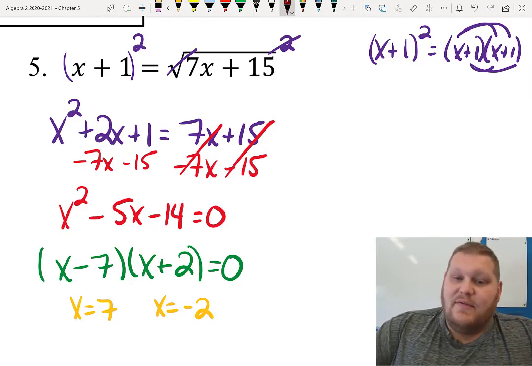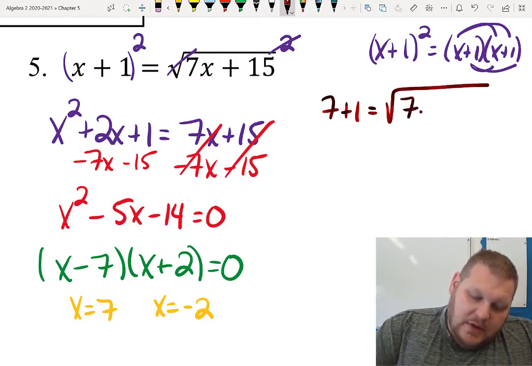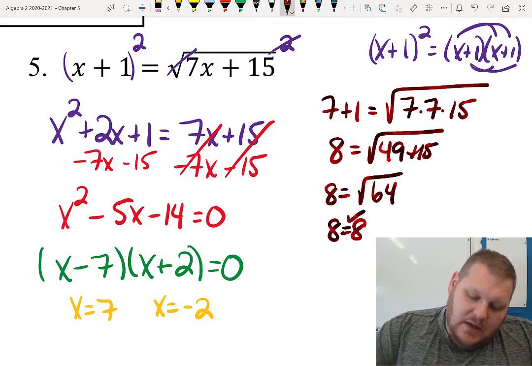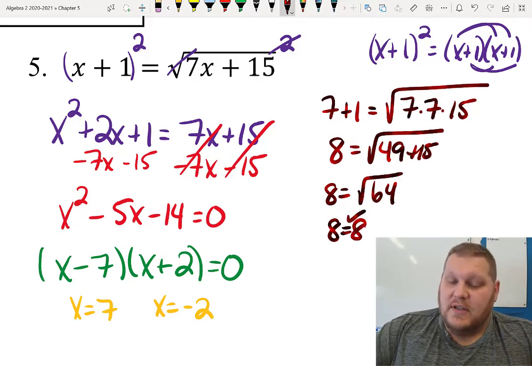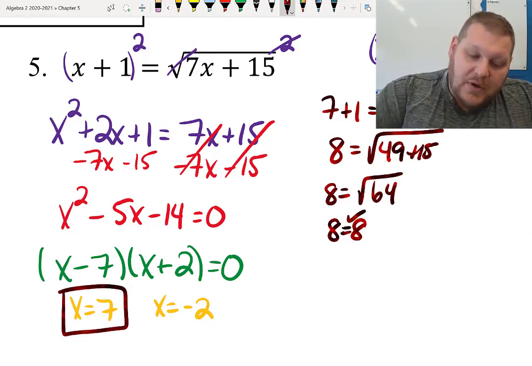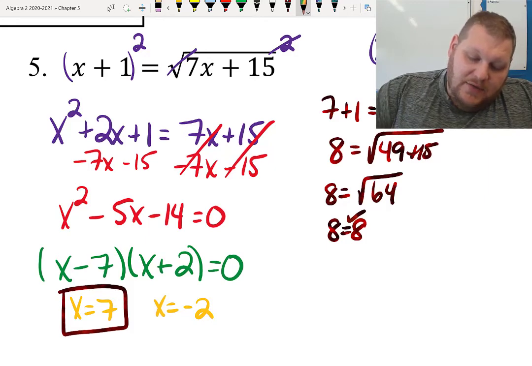If I plug 7 into my original problem, 7 plus 1 equals the square root of 7 times 7 plus 15, and that gives me 8 equals the square root of 49 plus 15, which is 64, so 8 equals 8, and that checks out. That's good. 7 is the solution. 7 is correct. We can go ahead and box that one in. But if I did the same thing with negative 2, I end up having an issue here.